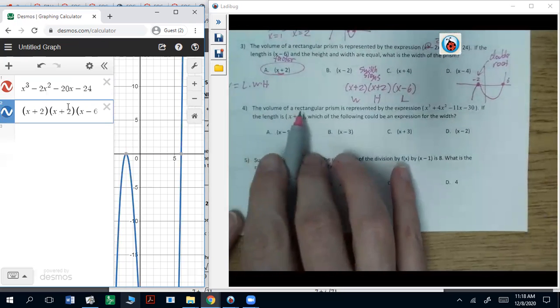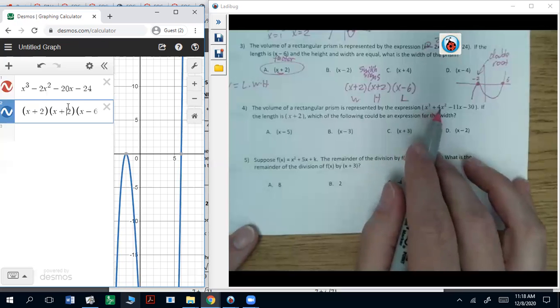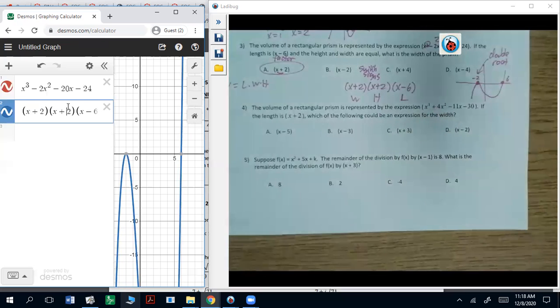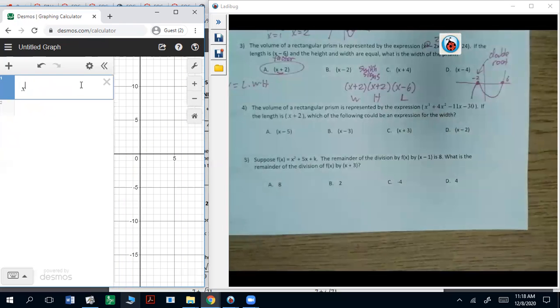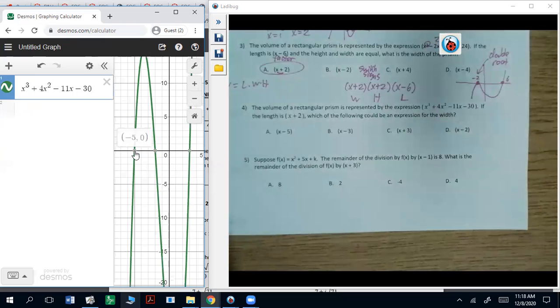Number 4, the volume of a rectangular prism is represented by the expression x cubed plus 4x squared minus 11x minus 30. We're going to do the same type of work. So we have x to the 3rd power plus 4x squared minus 11x minus 30. We're going to get our zeros again. In this case, we got -5, -2, and 3.